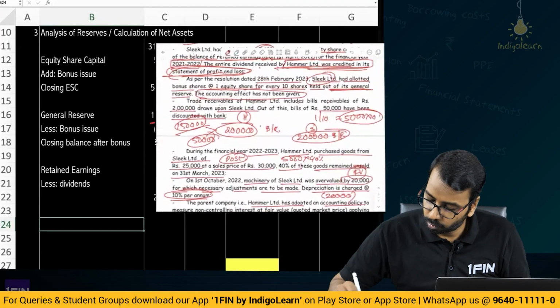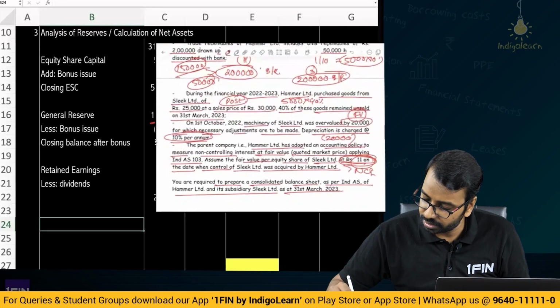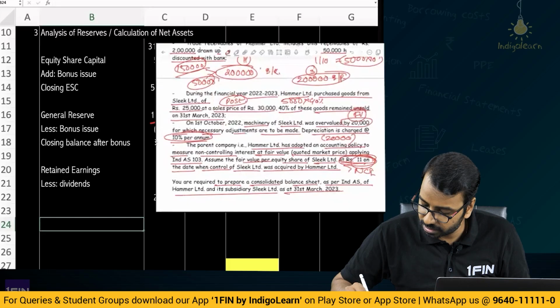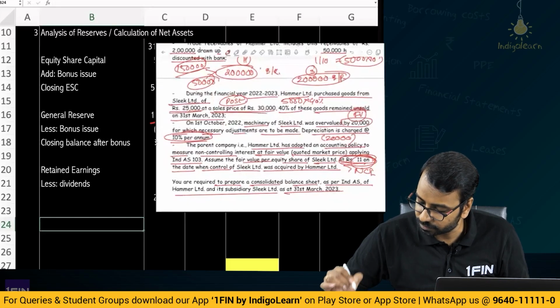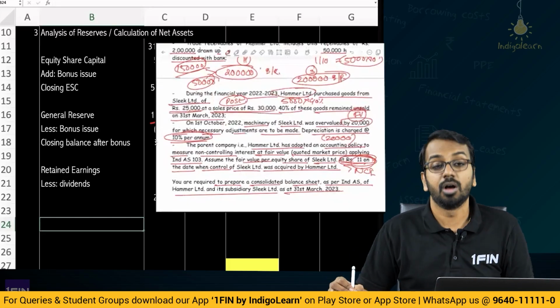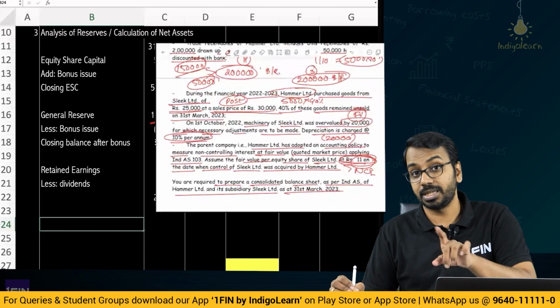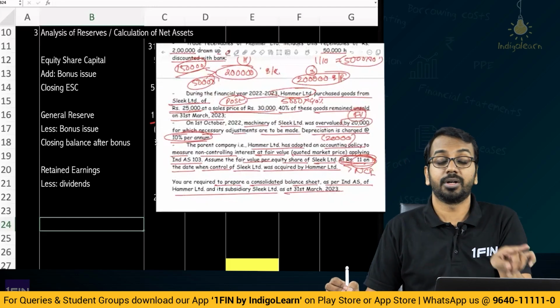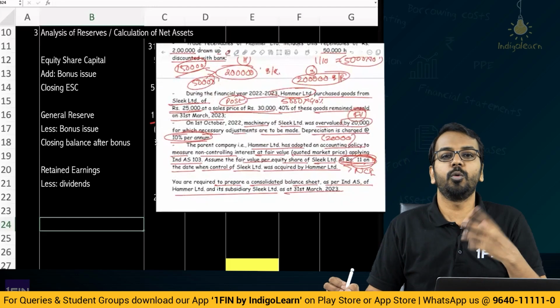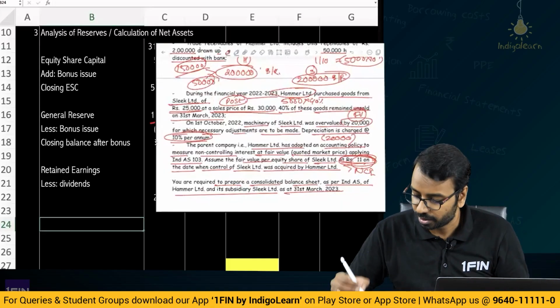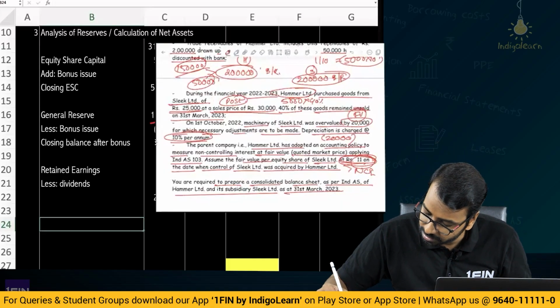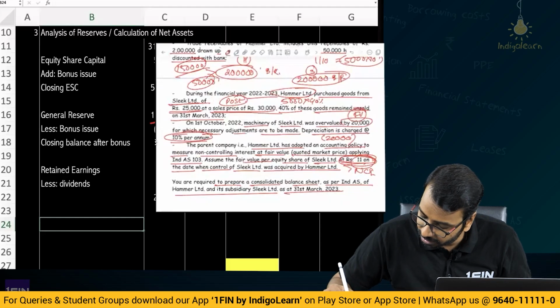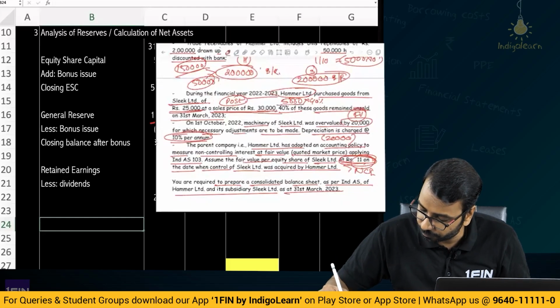Then bonus issue, it is now in the balance sheet only. Trade receivables is again intercompany. Hammer Limited purchased goods from Sleek Limited of 25,000 at a sales price of 30,000. Who purchased? Hammer Limited. From whom? From Sleek. So basically, who sold? Sleek sold to Hammer. Subsidiary sold to Holding. Who made the profit? Subsidiary made the profit. What is the profit made? 30,000 minus 25,000, 5,000 of profit.